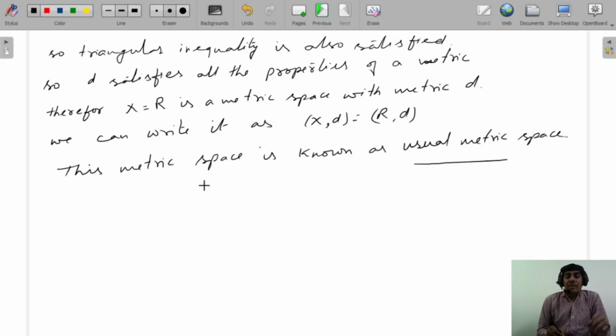Generally, a question can be asked in the examination: what do you mean by usual metric space? So, in this case, we can take R as the set of real numbers and D as the metric defined as d(x,y) is equal to modulus of x minus y, and we prove all these four properties, then our result is proved.